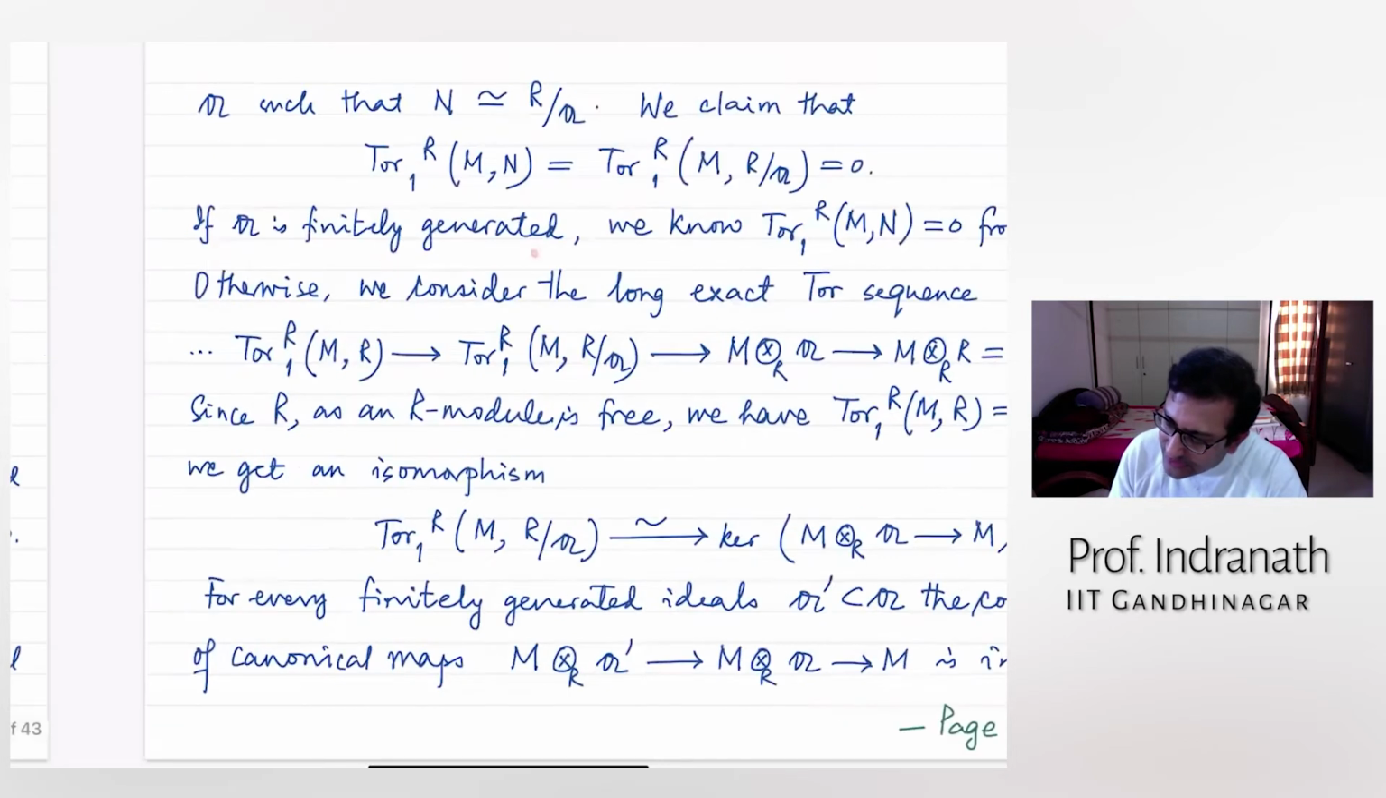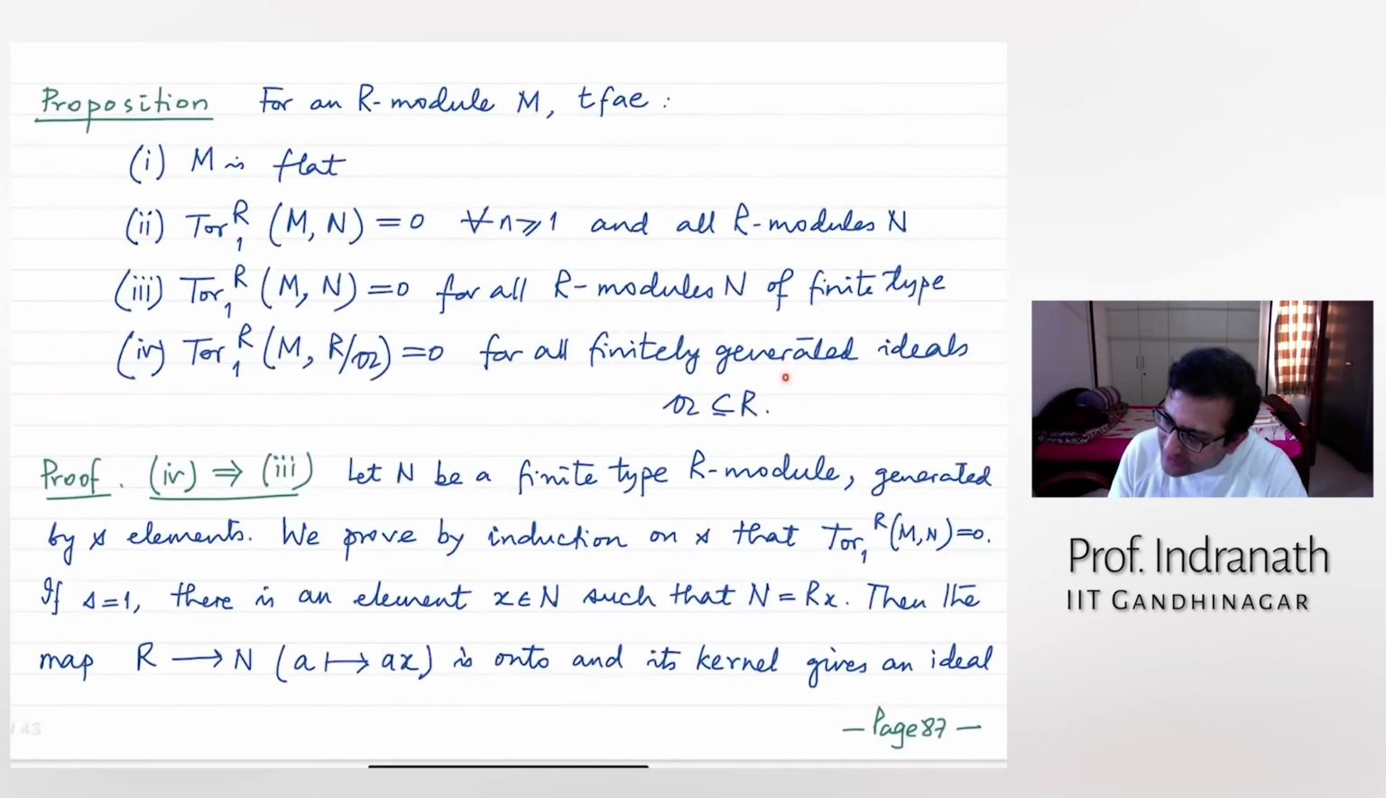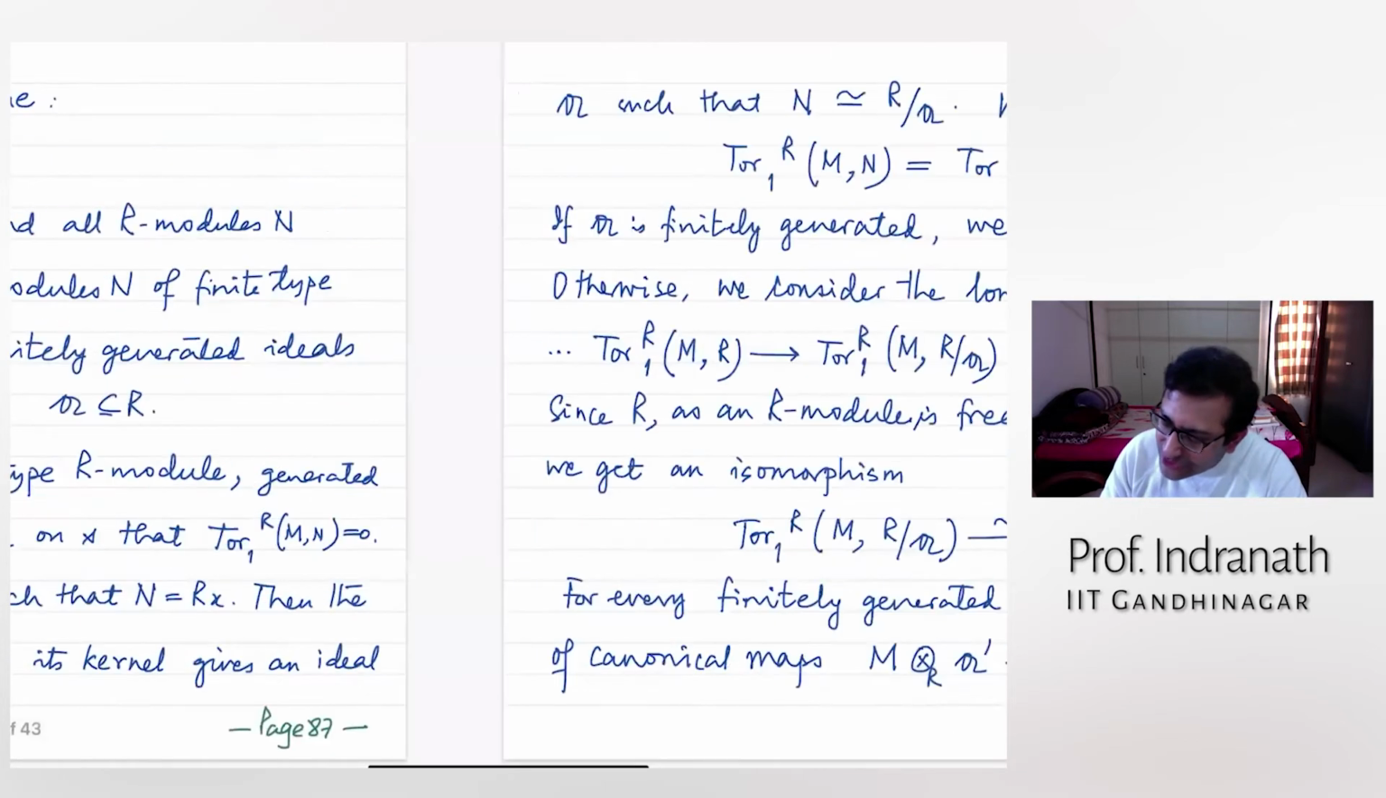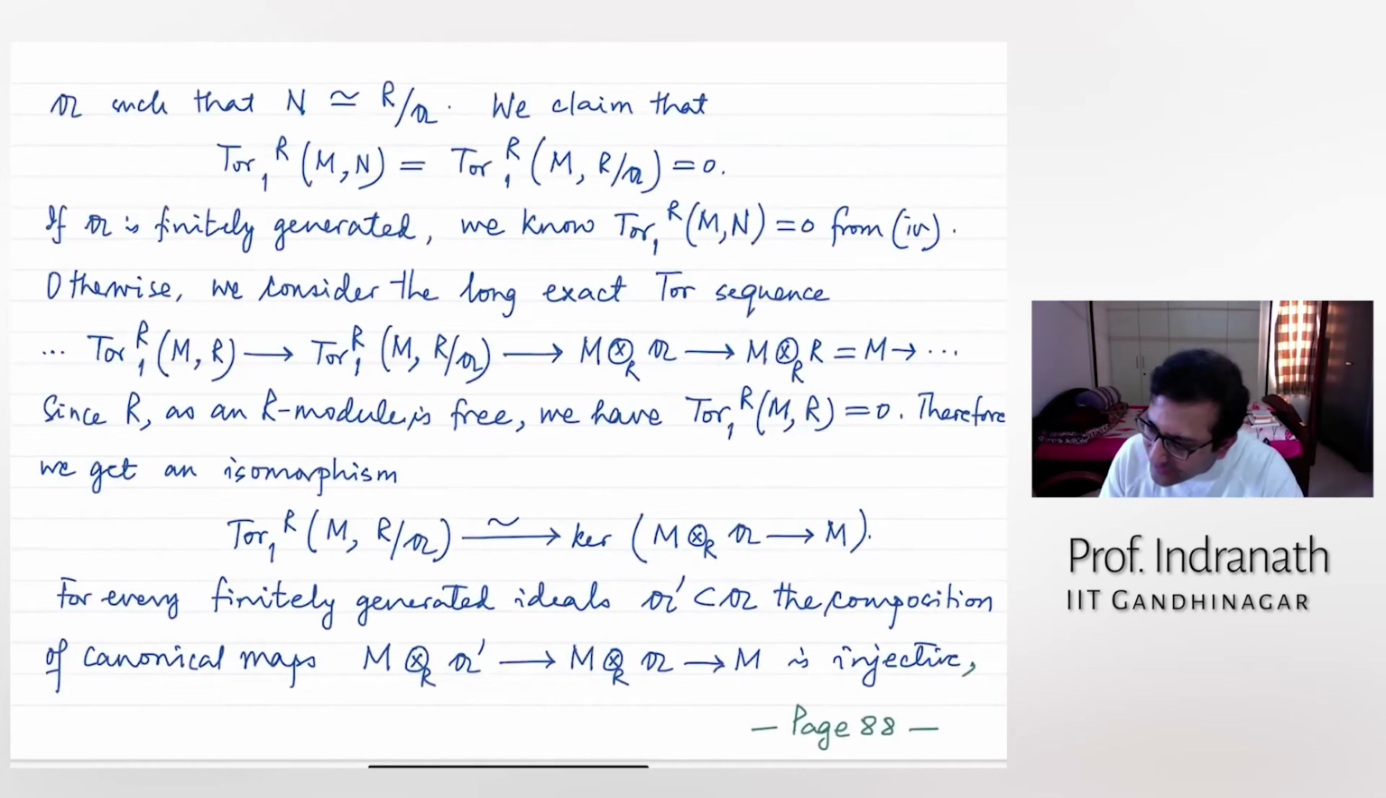Because here your condition is on finitely generated ideals, right? So this is what is to be noticed. Now, if you can ensure that this kernel is actually finitely generated, then you are done. Okay, then you are done. So now, if it is not, then how do you manage? So here again, this is the major problem.